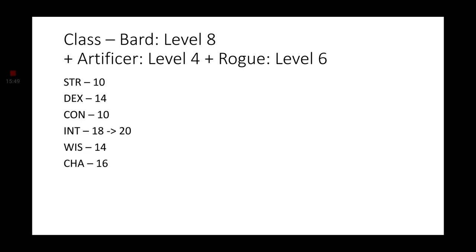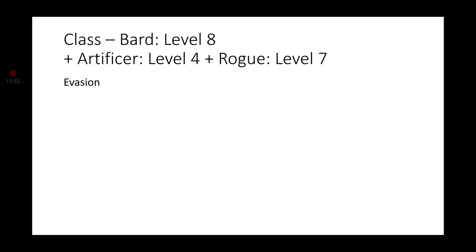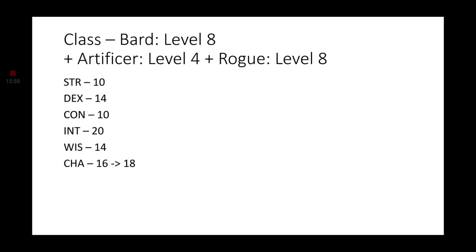Go ahead and increase your Bard to a level 8 now, so that we can increase intelligence to 20. Rogue level 7 gets Evasion, and Rogue level 8 gets Charisma as the final ability score bonus, making it an 18. And that is it for this build. I actually had to do this rather quickly, so I did not have a spell list for you today.